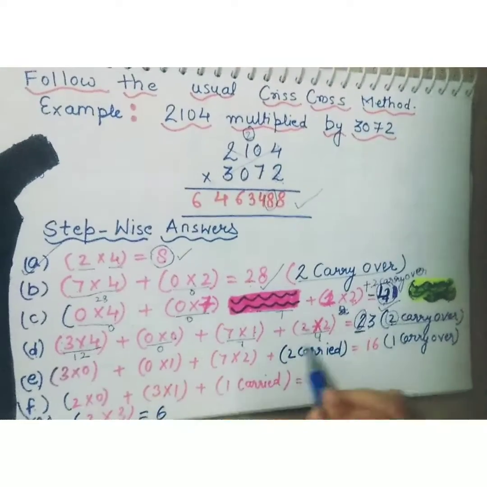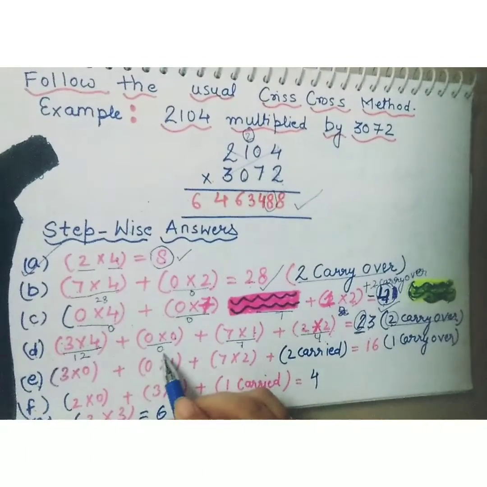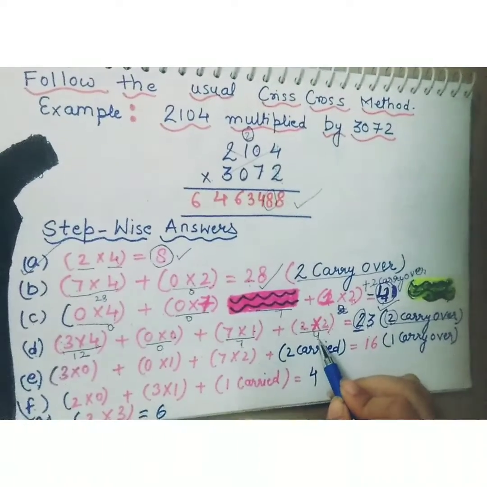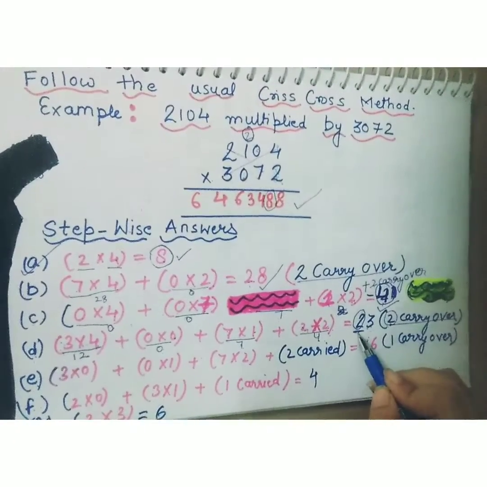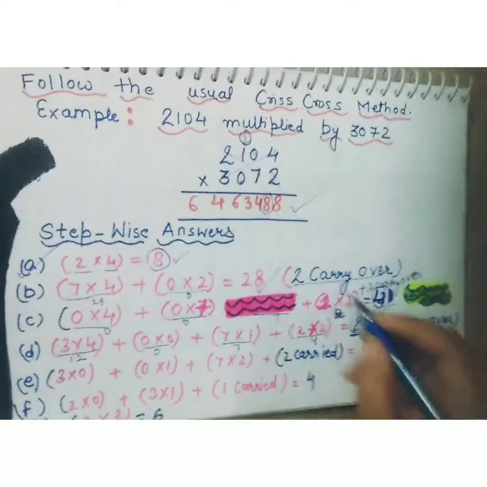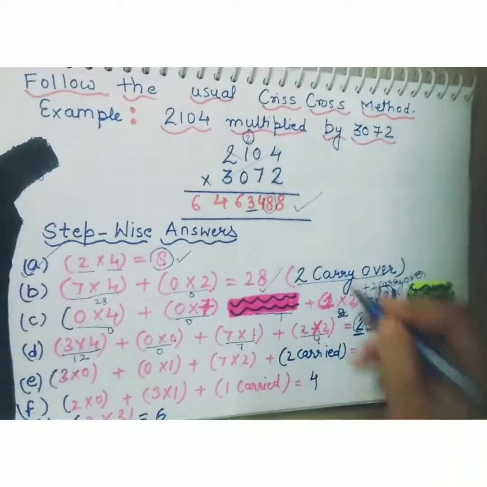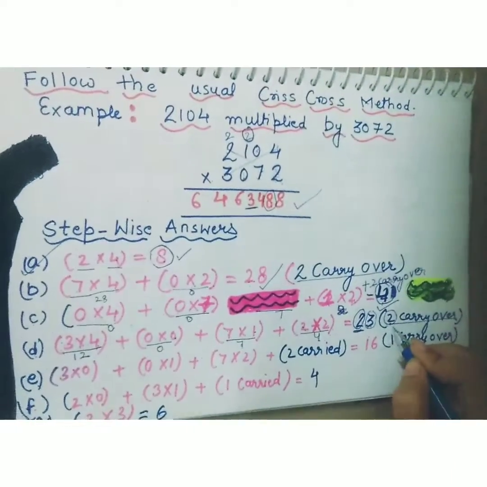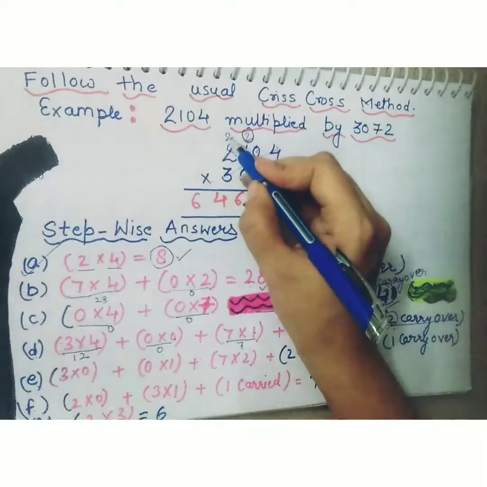When we solve this equation and add these numbers, 12 plus 0, 12. 12 plus 7, 19. 19 plus 4 is 23. Here it comes out to be 23, which is a 2-digit number. We have to take the last digit, as I have written the last digit. And this 2 is carry over to the next number. I have written here 2 carry over. This 2 carry over will be added in step 5.